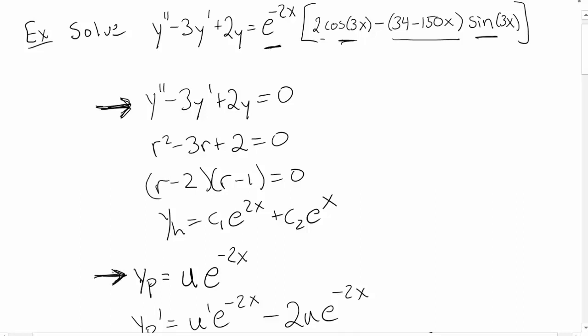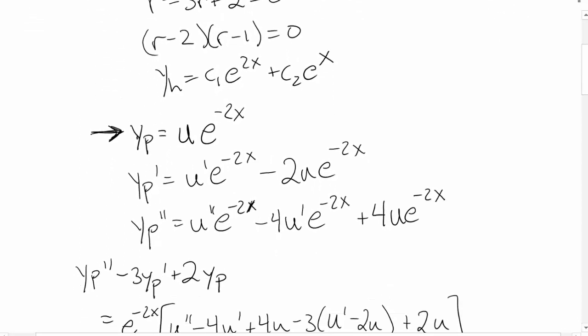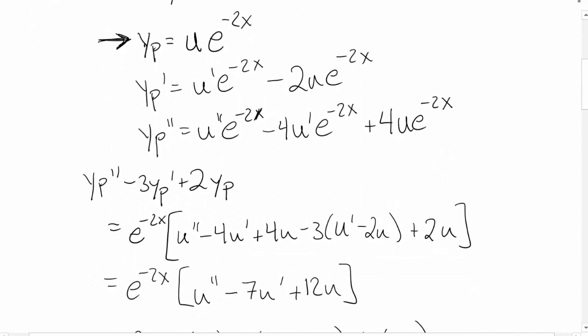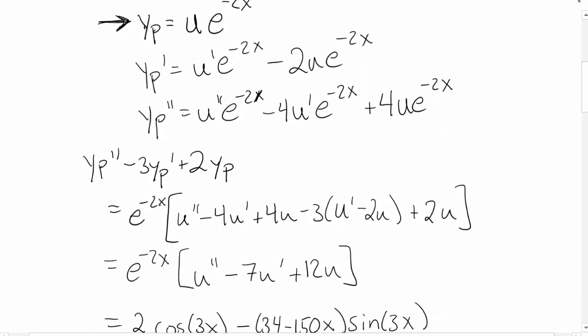My guess is going to be some function u, a function of x, times e to the negative 2x, just because this is such a big thing. I'm going to guess it's something times e to the negative 2x. It'll make my differentiation easier and my solving easier as well. So if that's the case, our derivative will be u prime e to the negative 2x minus 2u e to the negative 2x, and the second derivative is u double prime e to the negative 2x minus 4u prime e to the negative 2x plus 4u e to the negative 2x.